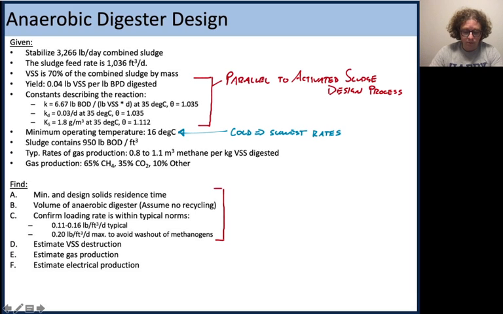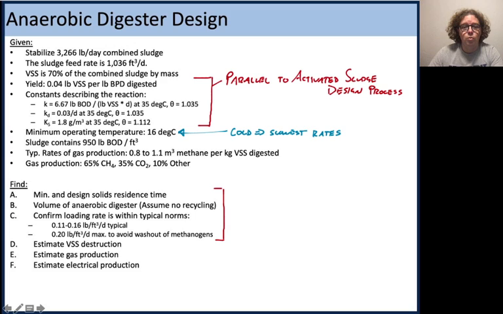One other note before we really dive into the calculations here, you can see the minimum operating temperature spec'd out is 16 degrees Celsius. And this is really important because that minimum temperature is going to give us the slowest rates. And so we always want to think through what is going to be the lowest operating temperature that we'll have in a typical year, so we can make sure that our design is going to be adequate even under those worst case conditions.